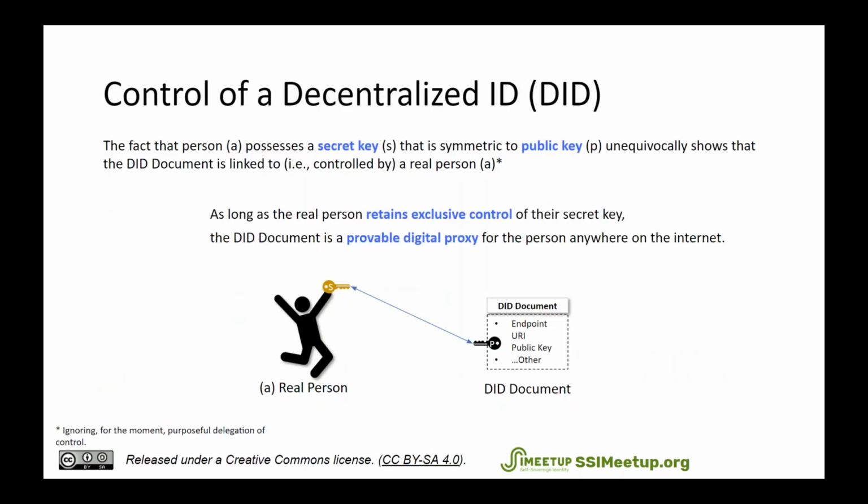As I mentioned before, having the secret key that corresponds to the public key is what uniquely defines the real person's control over the document. So already we're starting to see we have this digital representation as a DID document and a real person, and it's the key pair that binds these two things together. As long as the person retains the exclusive control of their key, then they have a provable digital proxy for their digital identity.